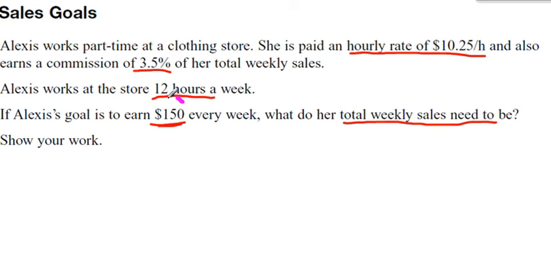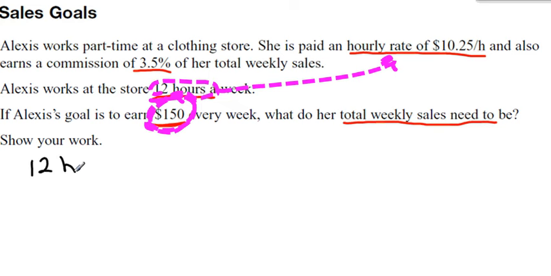So we know that she wants to earn $150 every week, and we also know that she works 12 hours a week and what her pay is. So we can calculate pretty quickly how much she's going to earn every week based on working 12 hours, and ignore for a minute the 3.5% commission. So she works 12 hours at a rate of $10.25 per hour. So 12 hours at $10.25 per hour equals, that's just a quick multiplication, $123.